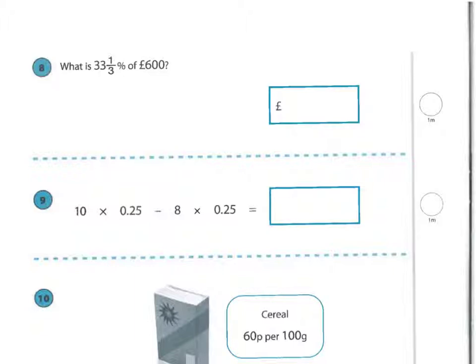Question 8. What is 33 1/3% of 600? Well, 33 1/3% is really 1/3 as a fraction. So the question is really, what is a third of 600? Well, to work out a third of something, we divide it by 3. So the answer is it's 200.